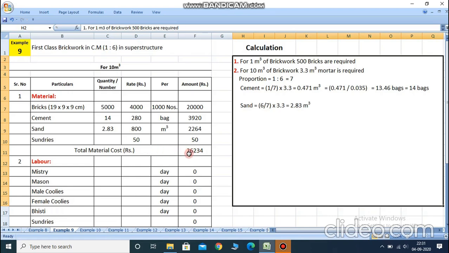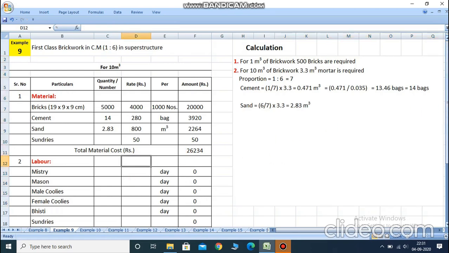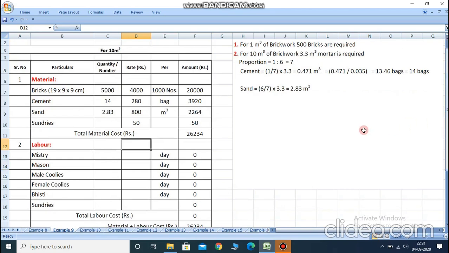Now let's discuss the labor cost. In the labor cost we write the number of labor required. Mistri required is 0.5, meaning half a Mistri is required. Then 7 masons are required to complete the 10 meter cube brickwork, 7 male coolies, 7 female coolies, and 2 bistris are required. It's a standard value of the number of labors required for 10 meter cube brickwork.